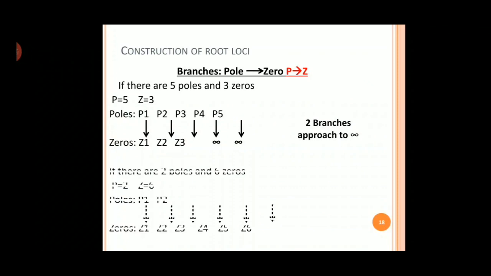So let us take another example where there are 2 poles and 6 zeros. Now again the poles are P1, P2 and zeros are Z1 to Z6. So the maximum is 6, therefore there are 6 branches. One goes from P1 to Z1, another goes from P2 to Z2. Now for the other 4 branches I don't have an initial point. Again I'll fill it up with infinity. So that means the 2 branches will start from poles and terminate at zeros, and the remaining 4 branches will start from infinity and terminate at zeros.